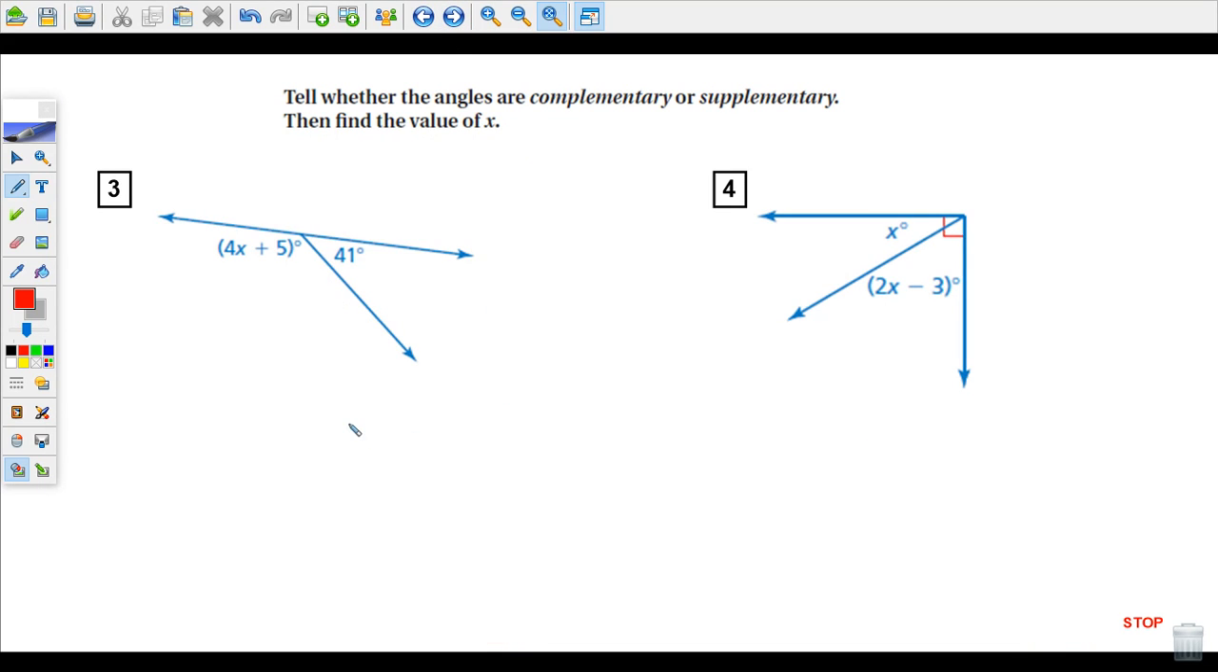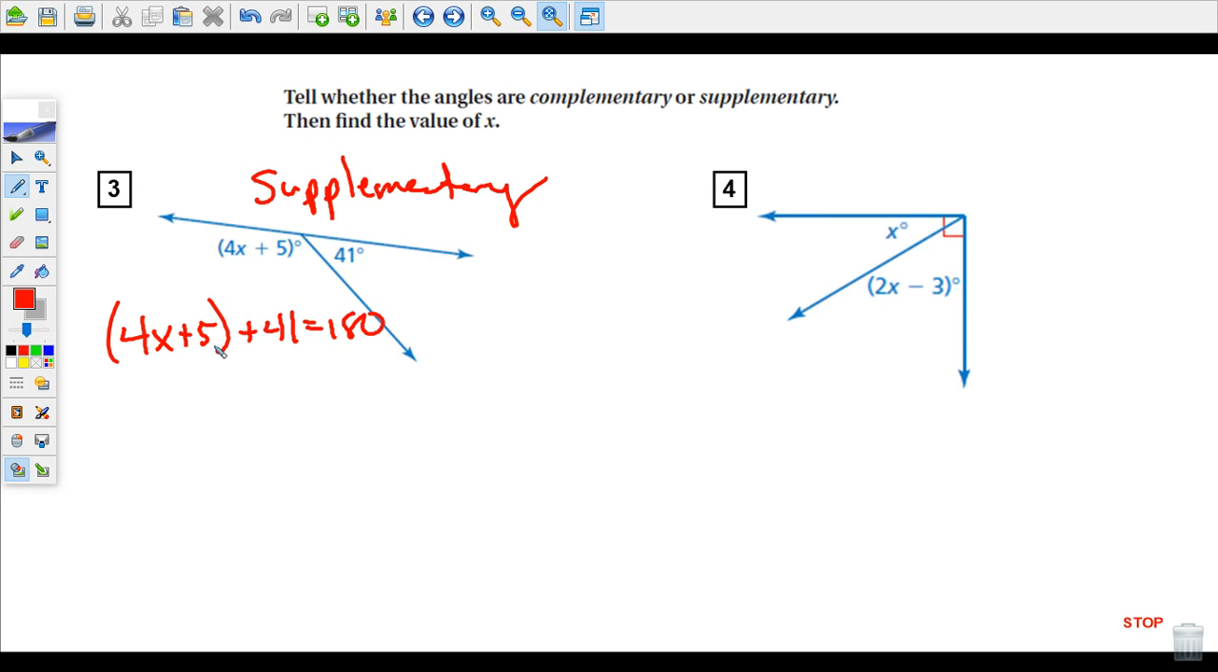Let's look at 2 more. Again, let's first identify them. These two angles form a straight angle, so these are supplementary, which means they add up to equal 180. So 4x plus 5 plus the other angle equal 180. Again, the parentheses are just there to show that this is one of the angles. Don't really need them in the equation.